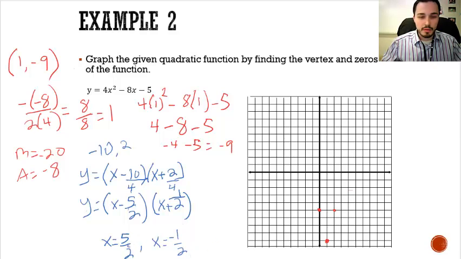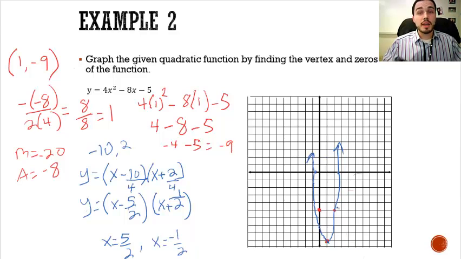Well, as a decimal, 5/2 is 2.5. 2.5 is right here. Okay, and then negative 1/2 is just right here. So now I've got my zeros, I've got all the points that I need. I'm going to sketch this very poorly, I might add. Whoa, way off, but okay.